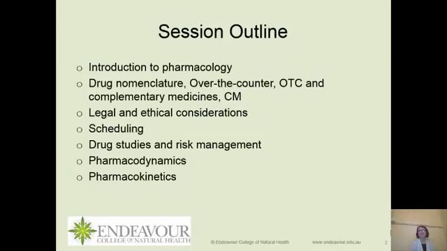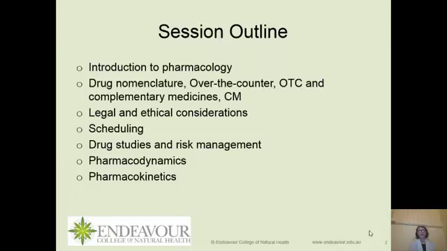Welcome to this session in pharmacology. We're going to have a look at some discussions and some debates around the use of evidence-related research in the use of therapeutic medicines and devices. To enable us to do those discussions, we need to have a look at a few terms, and so in this session we're going to have a look at the way drugs are named.